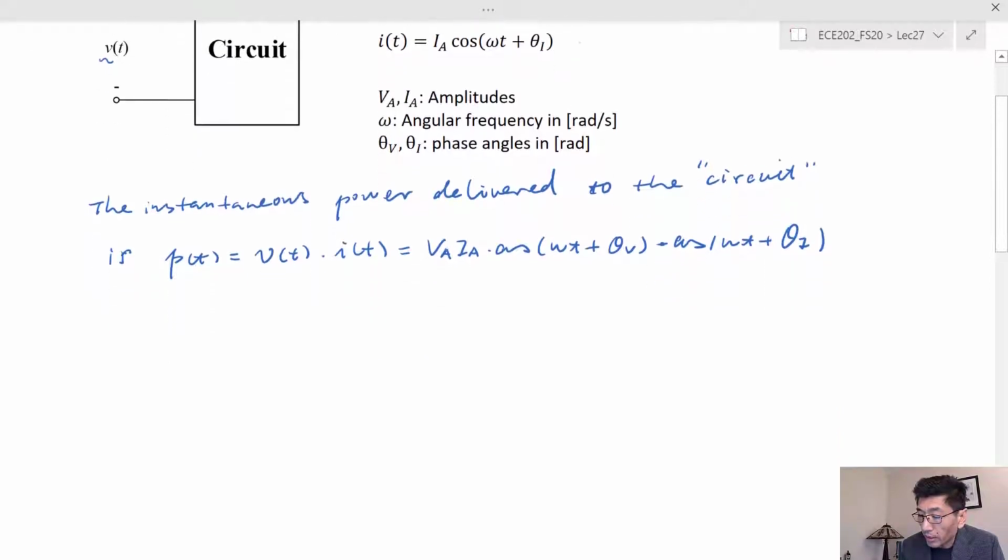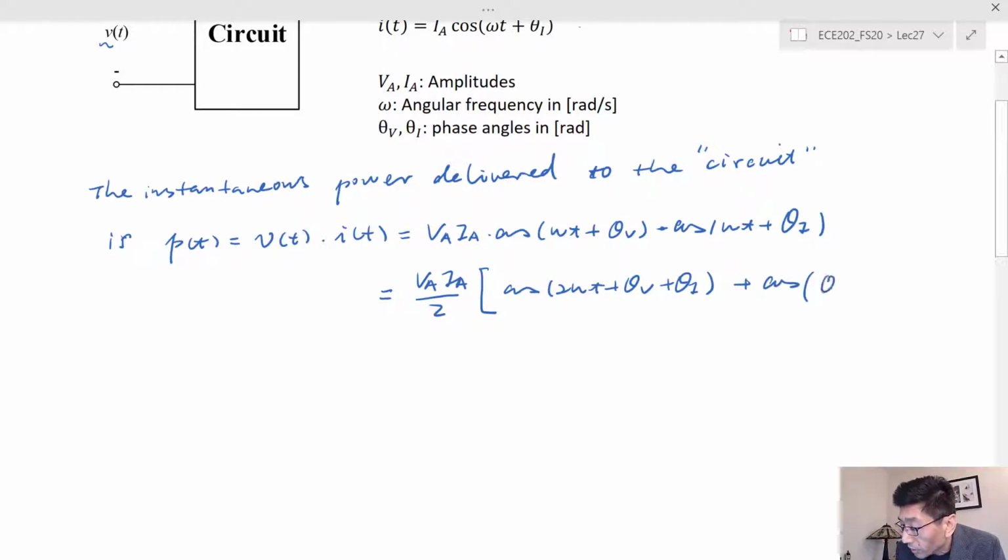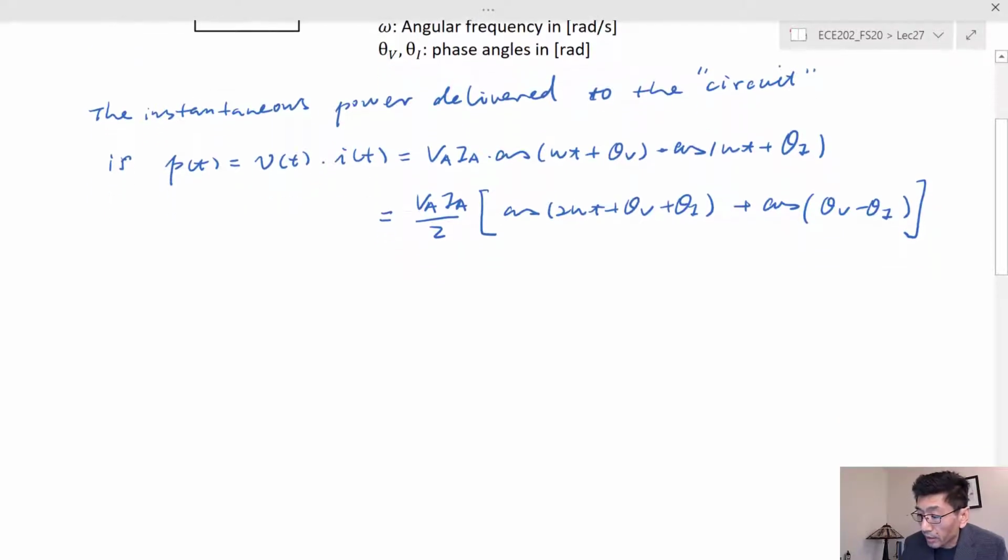And using the trigonometric identity, we can get one half V_A I_A times the cosine of the sum, cosine(2 omega t plus theta_v plus theta_I), plus the cosine of the difference, which is theta_v minus theta_I. So these are the things we knew from chapter 6. And now we take the average.